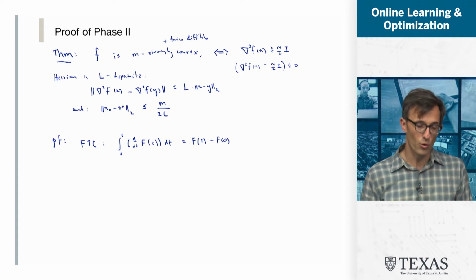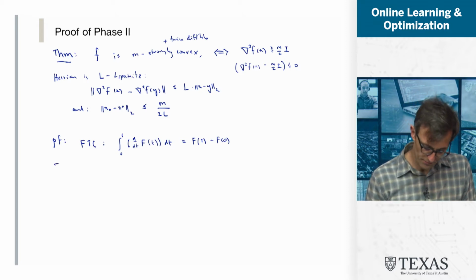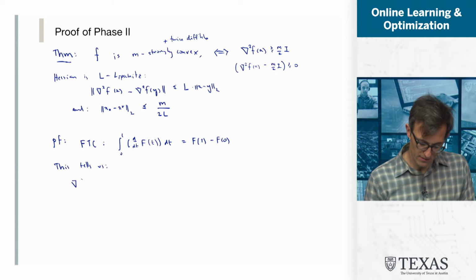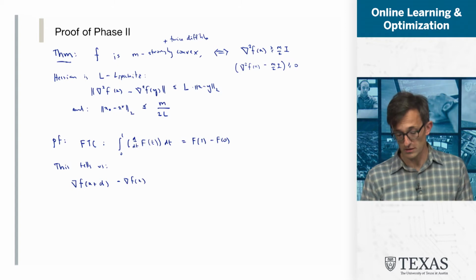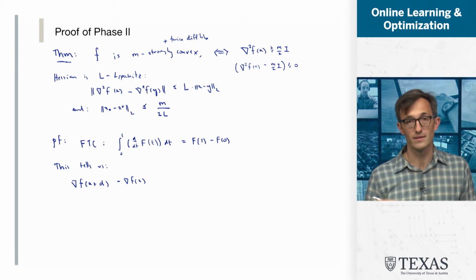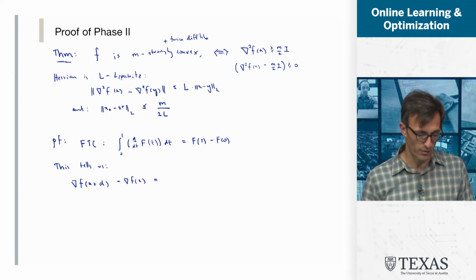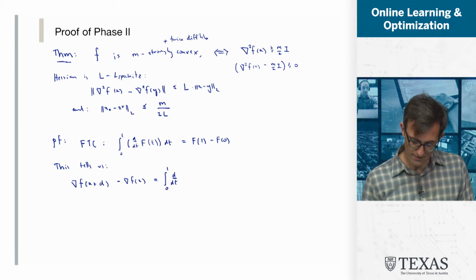So let's see how we're going to use it in this case. The fundamental theorem of calculus tells us that the gradient of f evaluated at x plus d minus the gradient of f evaluated at x. So you can see that this looks a lot like a function evaluated at its endpoints. So I would like to write this as the integral of a derivative. That's the spirit of how we're going to try to use this. So this is the integral of the derivative, and I know what goes in here.